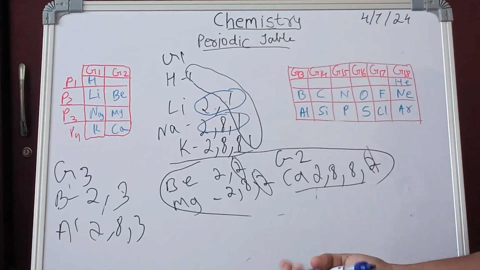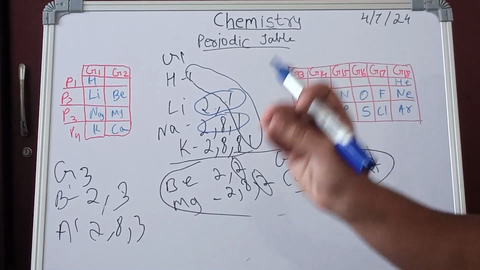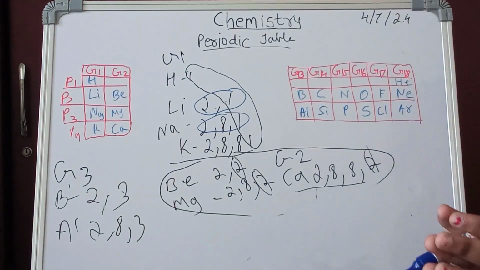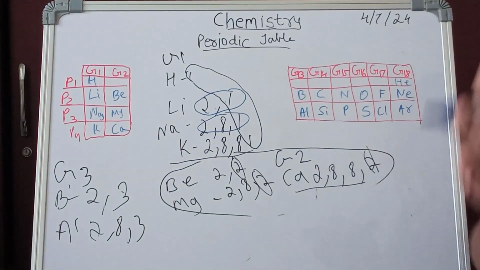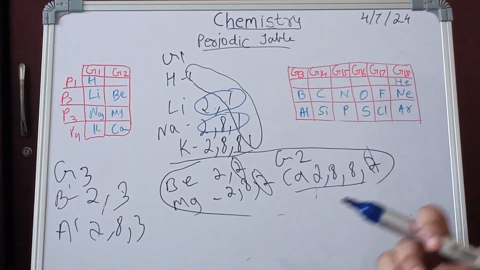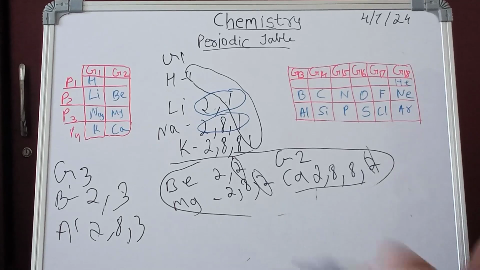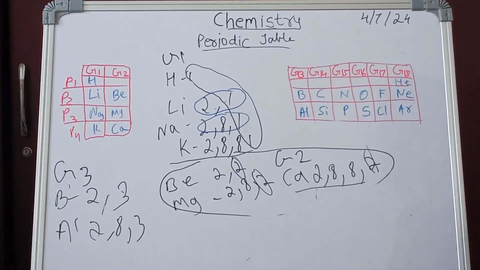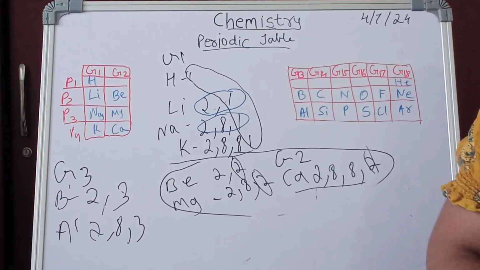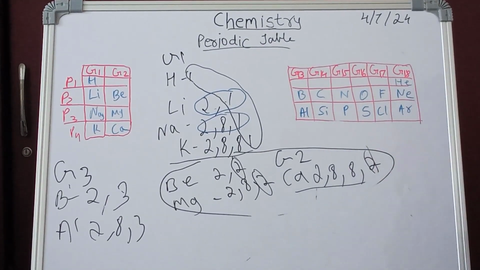So according to your electronic configuration, you can determine which element should be placed in which group and period. So electronic configuration and atomic number are a very important concept that each one of you should learn and be very thorough with, because your electronic configuration determines which group and period the element is placed in. In the exam they may ask you hydrogen, which period and group, and they may ask you argon, which period and group.